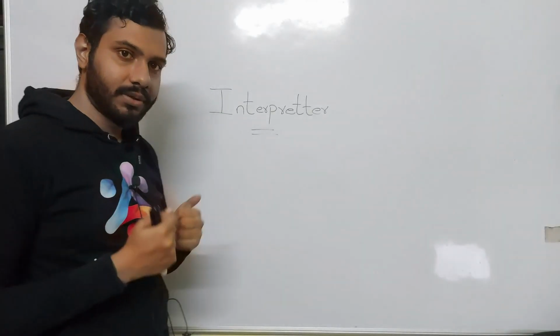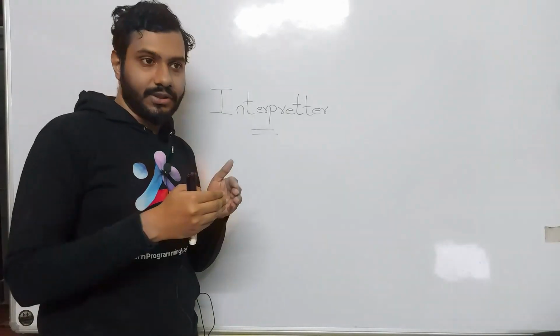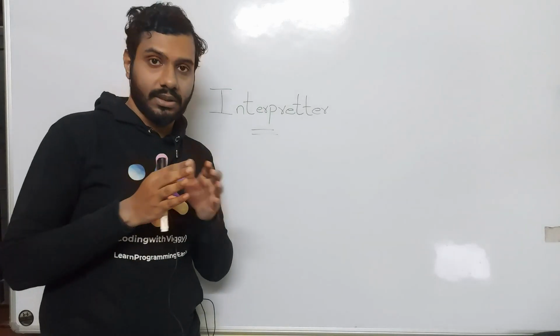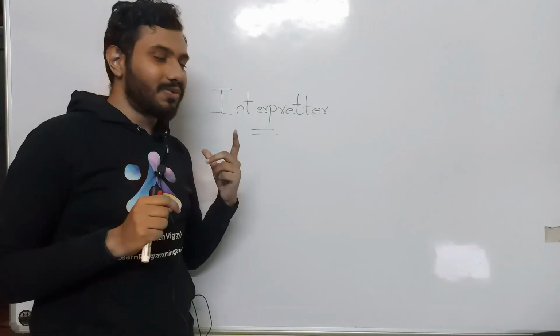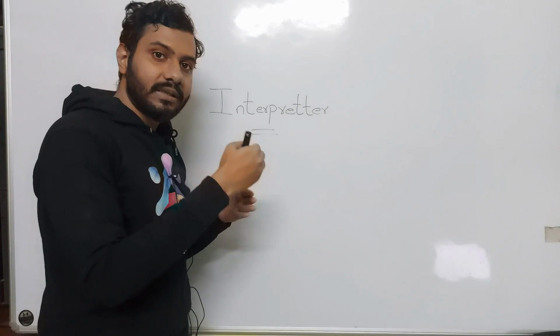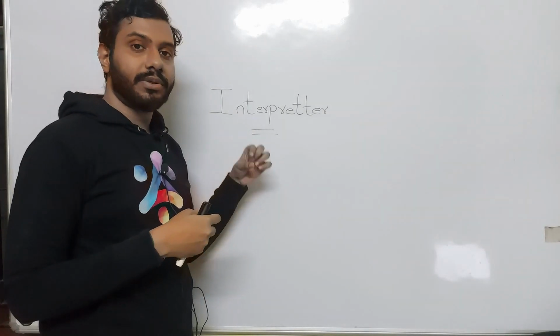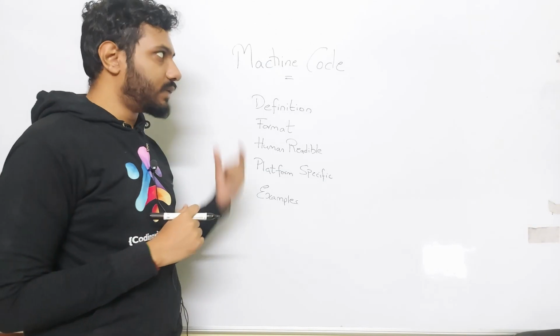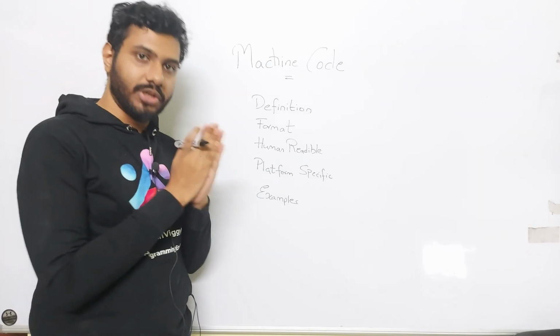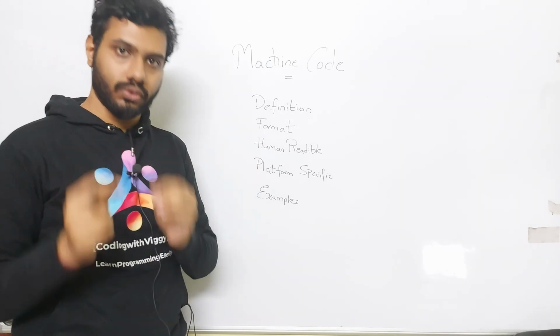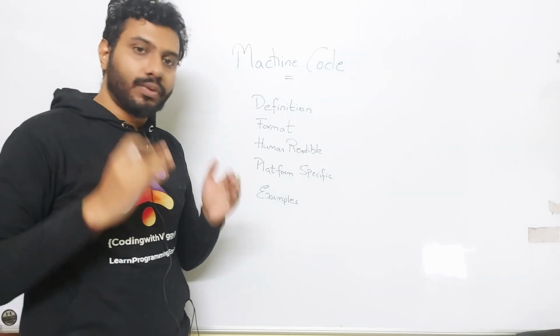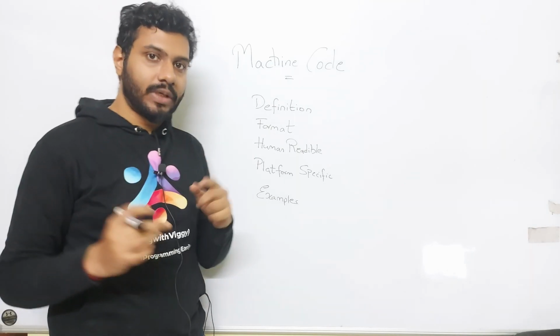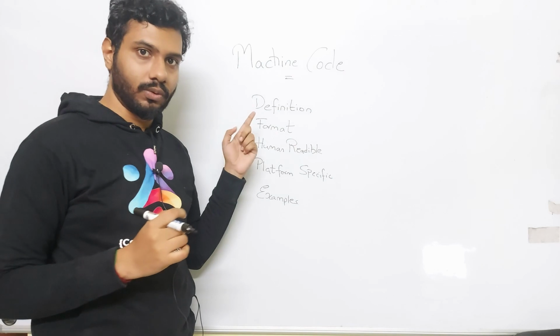We all know interpreter is a software which executes line by line. That's very good. We all know that. But we should also know the internal part. How does interpreter work? That is very important. So first we'll understand what is machine code and what is source code. Before understanding interpreter, we need to understand what is machine code.